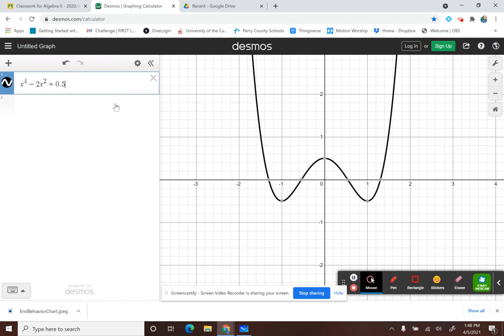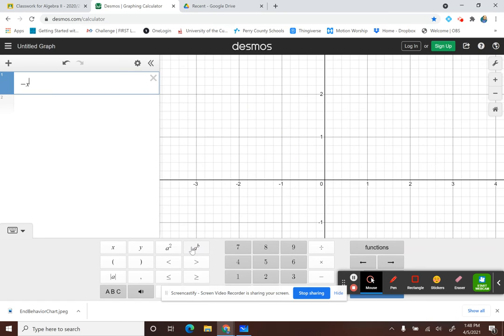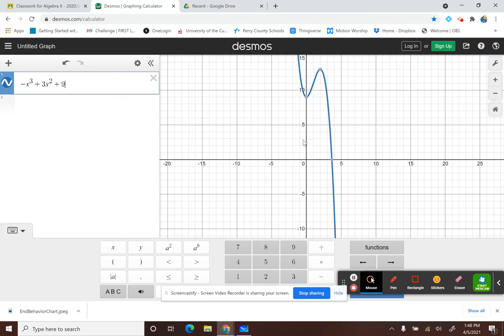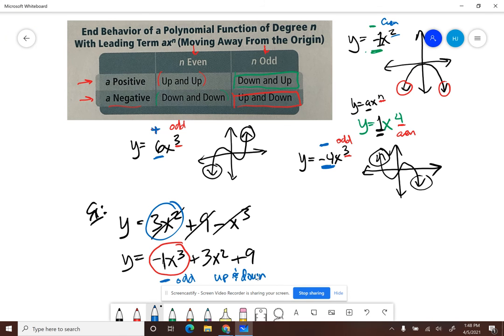Well, obviously, I could go to Desmos and I could go ahead and put in that particular graph, negative x to the third plus 3x squared plus 9. And you may have to zoom it out. That's okay. Notice what happens when I zoom it out. This end is up and this end is down, which is exactly what we had as our answer, okay? Pretty doggone simple, not very hard at all.